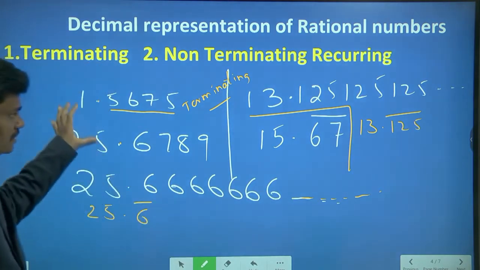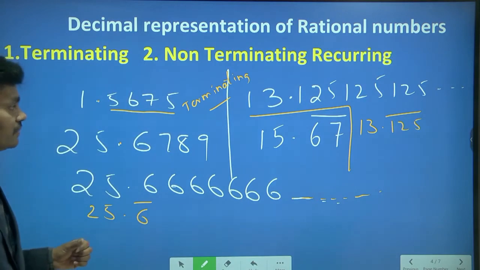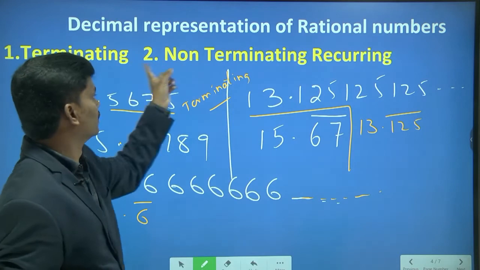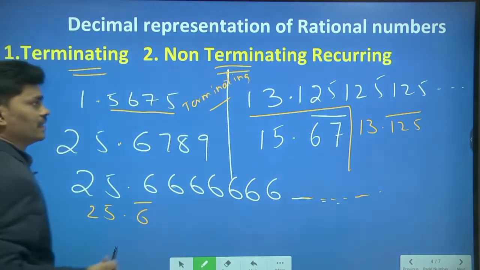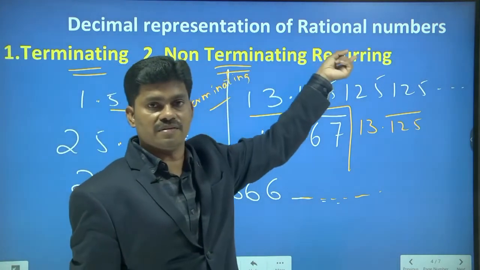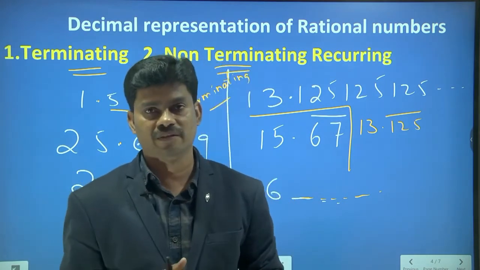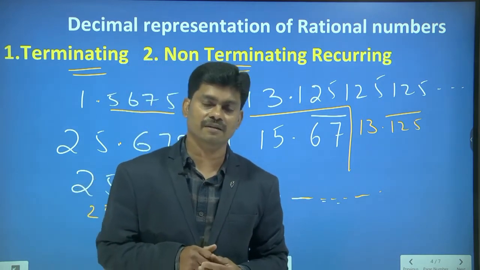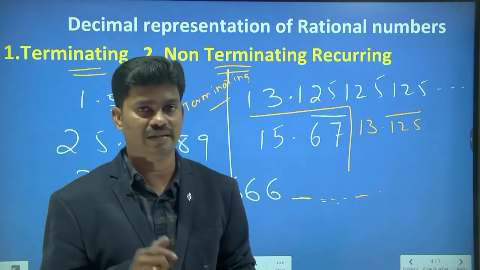So according to these examples, we can give some conclusions. What are the conclusions here? Terminating and non-terminating recurring decimals are called rational numbers. So rational numbers can be expressed as two types of decimal representation. The first one is the terminating decimal and the second one is the non-terminating recurring decimal.